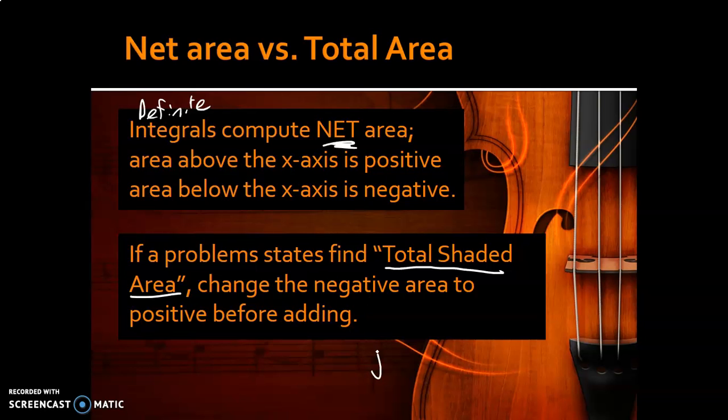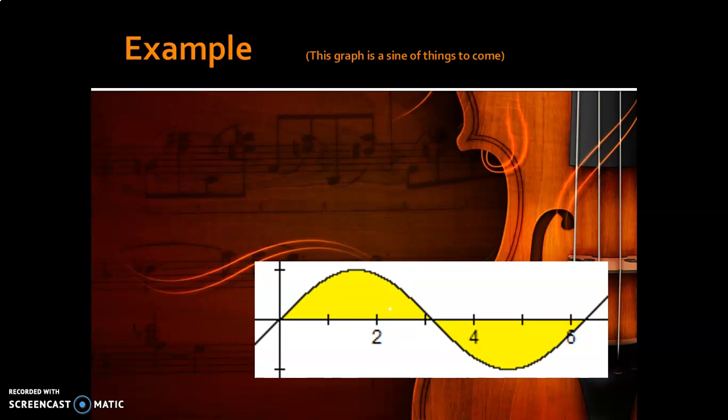Or what you can do is you can do the integral of the absolute value of your function. And we'll talk about that in a second. And we'd want some limits because we're talking about area. So we've got a sine graph here. It's going from 0 to pi to 2 pi. And we want to calculate two things. We want to calculate the net area, and then we're going to calculate the total shaded area.